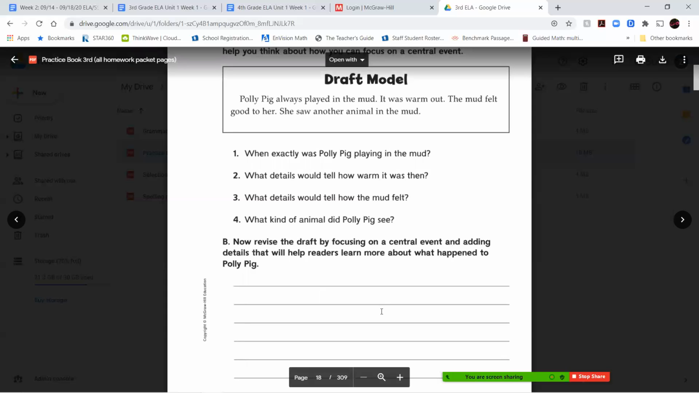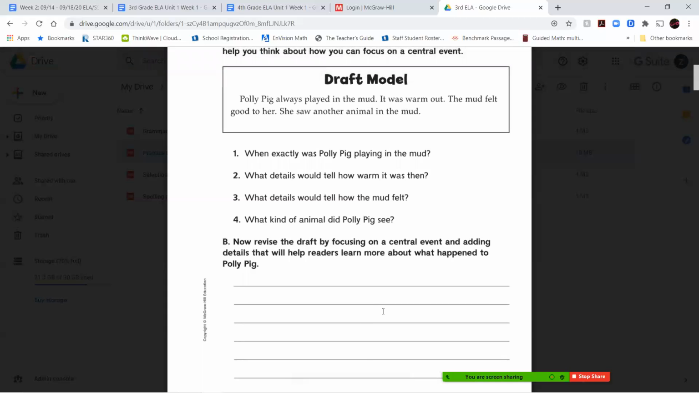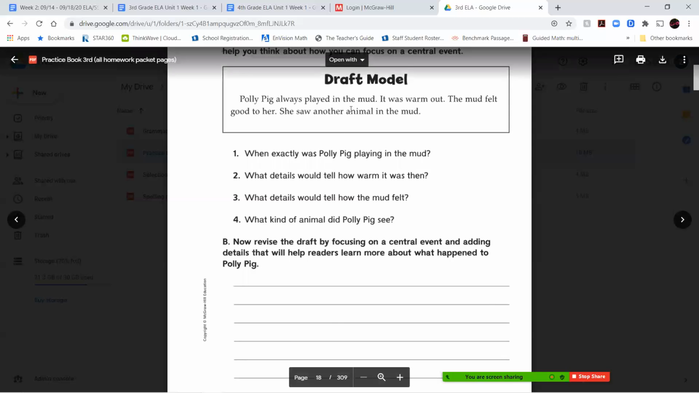So we're going to rewrite it down here using our best handwriting, or if we're typing it, we're going to make sure we're using proper punctuation. So ending our sentences with periods, starting everything with a capital letter. And we can say Polly Pig was playing in the mud on a hot summer day.